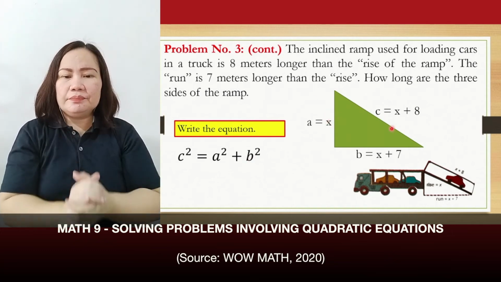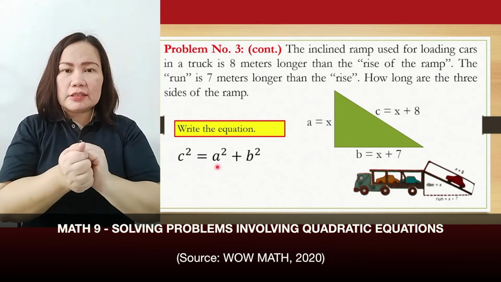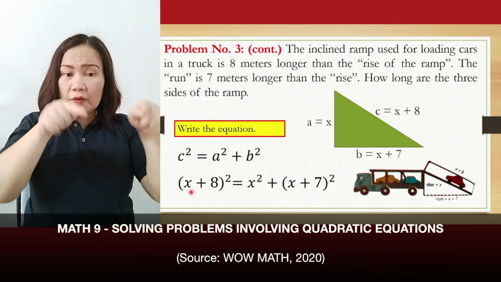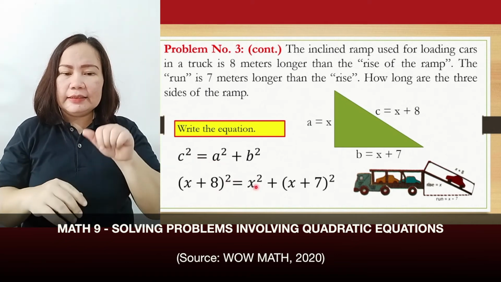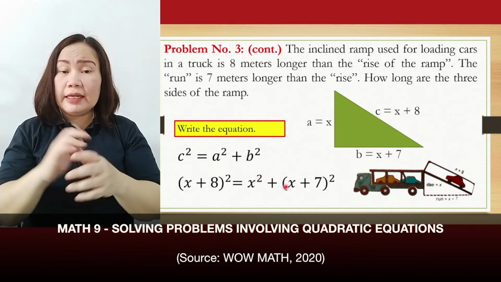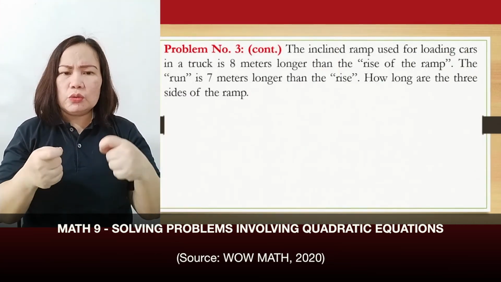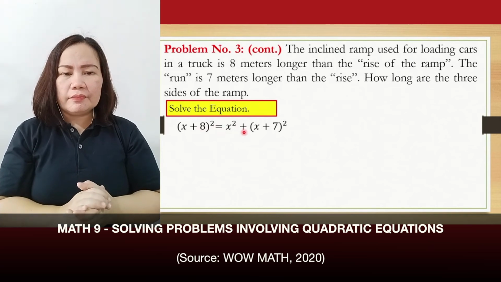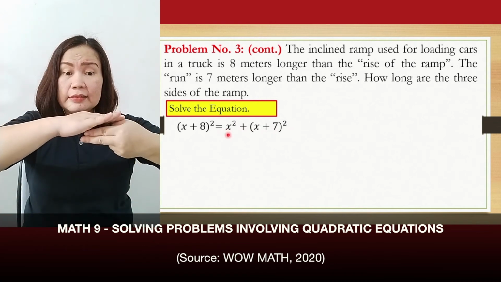Okay? So, earlier we represented the values, right? So, what we will do now is substitute the values. Okay? So, our c is x plus 8. So, therefore, x plus 8 squared. And then our A is x, so that is x squared. Plus, our B is x plus 7, so that is x plus 7 squared. Okay, let us solve. So, we will have x plus 8 squared is equal to x squared plus the square of x plus 7. Okay, so this is your rise.